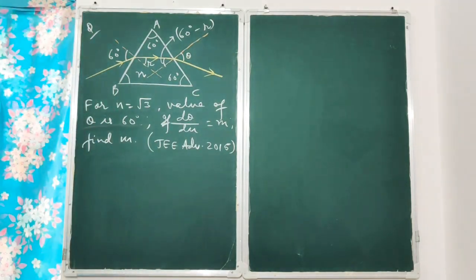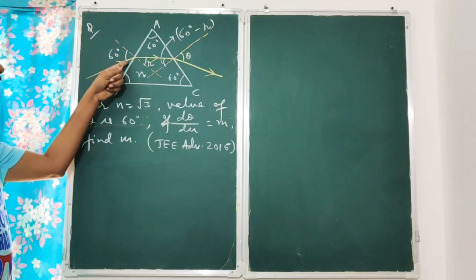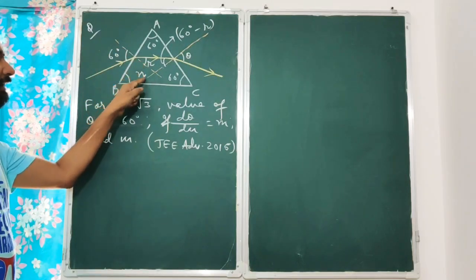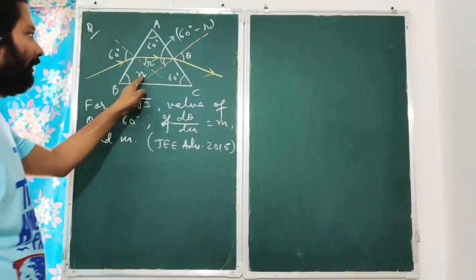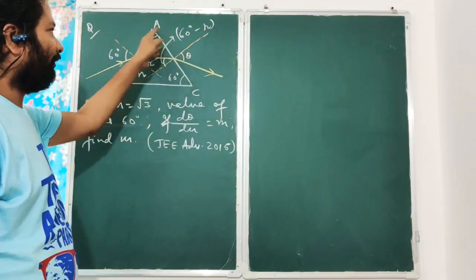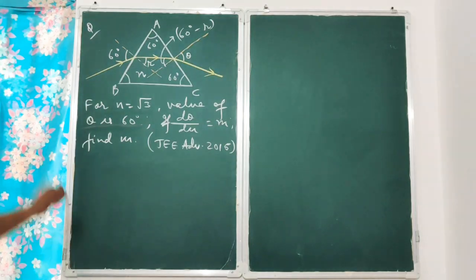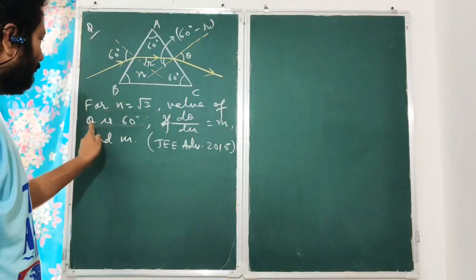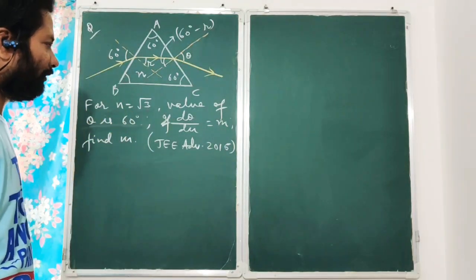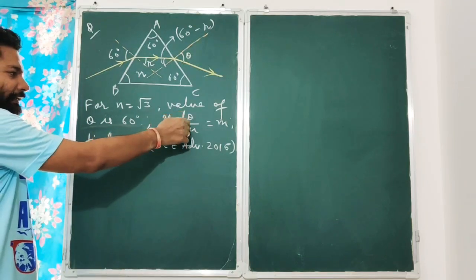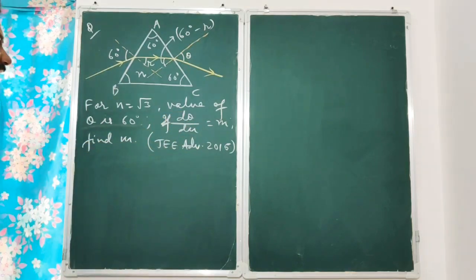Okay, so let's take up the next problem. This question was asked in JEE Advanced 2015 and it is based on a prism. There is a ray of light incident at an angle of 60 degrees. It is passing through a prism having refractive index n, coming out at an angle of theta. This is an equilateral prism, and it is given that if n is equal to root 3, the value of theta is 60 degrees. So if d theta by dn is equal to m, find the value of m.